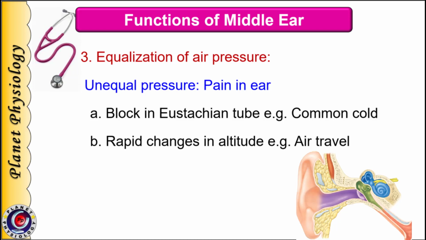Similarly, during rapid changes in altitude, like while traveling by air, there is a sudden change in altitude. As atmospheric pressure reduces suddenly, the pressure in the external ear is also reduced, but the middle ear still has normal atmospheric pressure, which is the same as that of sea level. As a result, many people experience pain in the ear. This can be avoided by chewing gum. The chewing process opens the Eustachian tube and balances the air pressure.